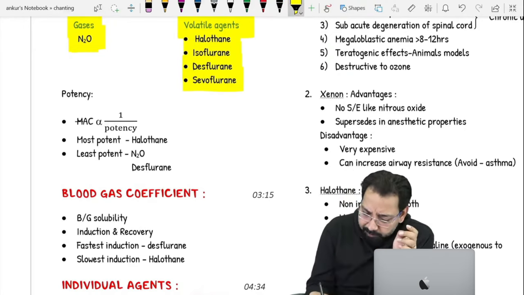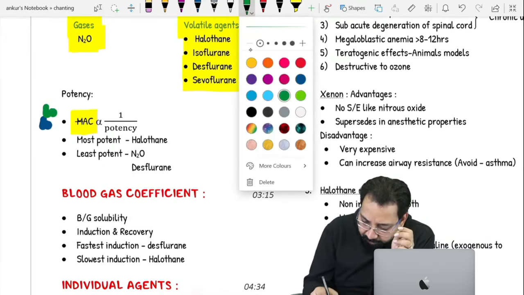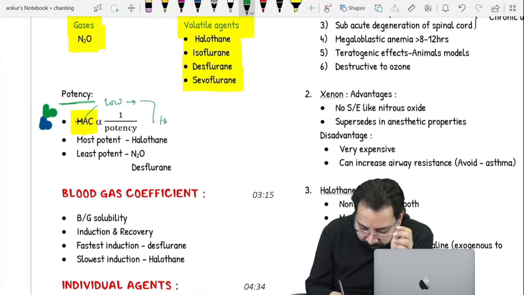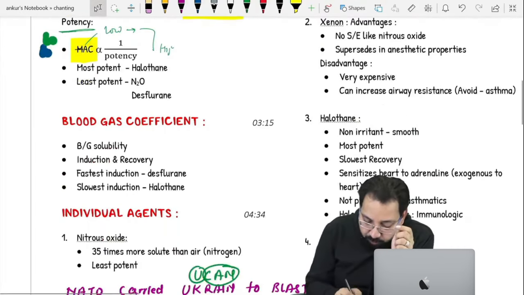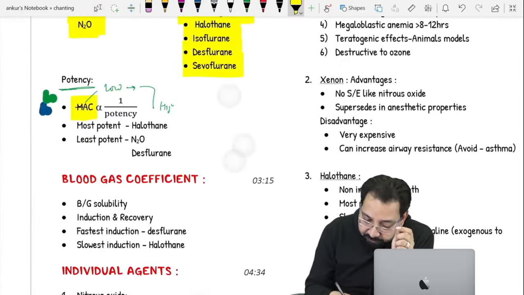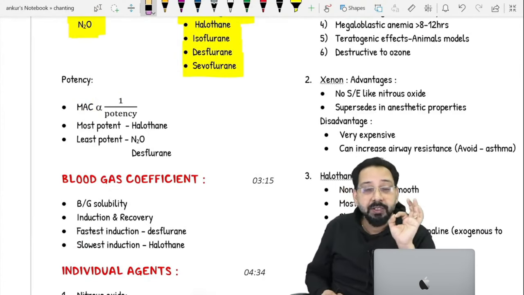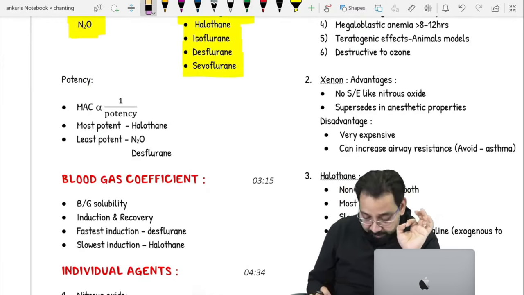So if minimum alveolar concentration is low, then potency is high. If MAC is low, then potency is high. So this is inversely proportional. Potency is inversely proportional to MAC, minimum alveolar concentration.